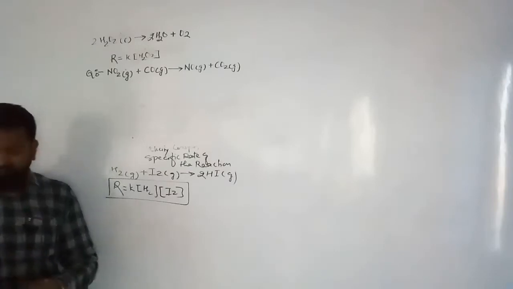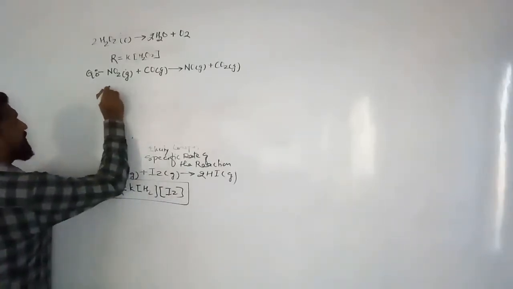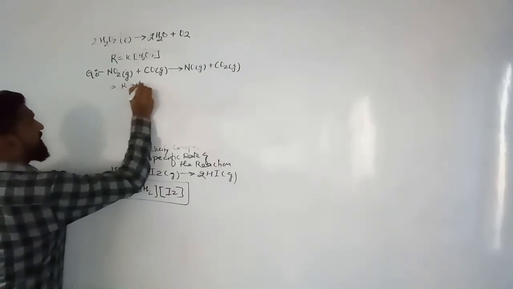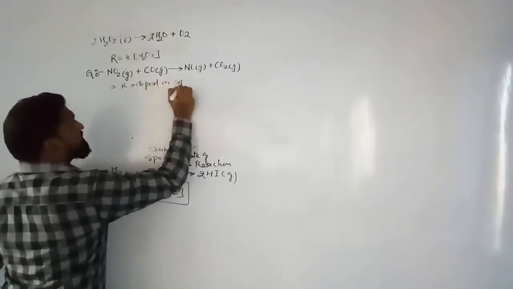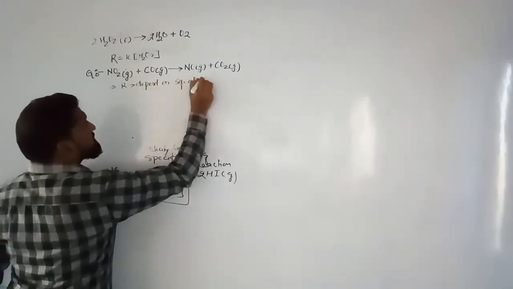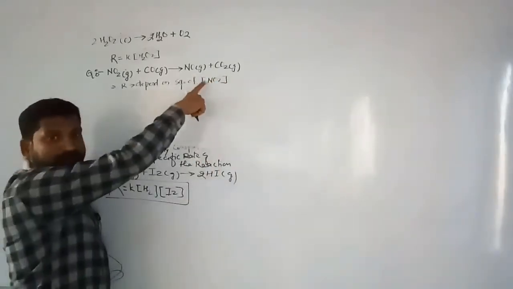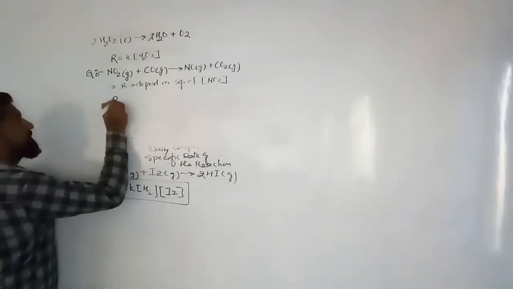So according to the hint, how should we write the expression? Now they already said that R depends on what? R depends on the square of the concentration of what? NO2. That I have expressed in symbol. What is this? Molar concentration of NO2. So our rate law will become how?